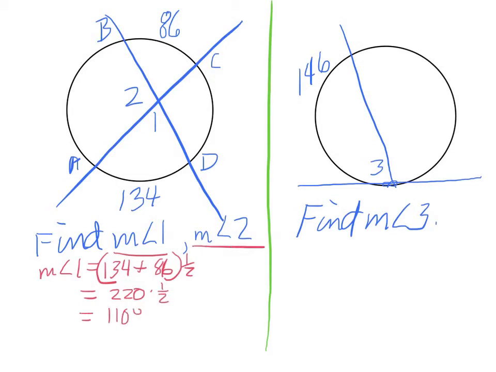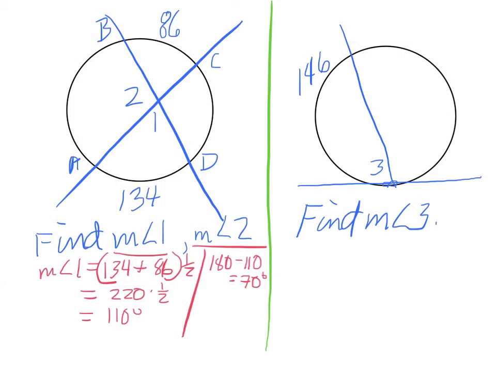Now I went ahead and put the measure of angle 2 up here. I can think of several ways to get the measure of angle 2, so let's do the easy way. The easy way is, angle 2 is supplementary to angle 1. Therefore, it's 180 minus 110. And that gives you 70. But there's another way to do it.